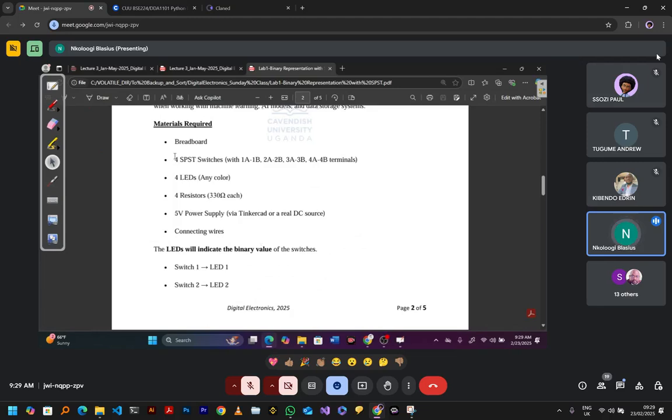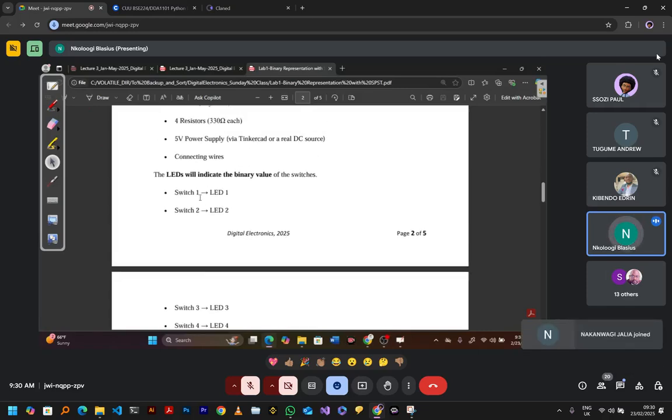So materials needed: we are going to use a breadboard, some switches. These are called single pole, single throw switches. They have four terminals, top and bottom. As you see, we shall need 4 LEDs, 4 different colors of your switches, and also resistors, some power supply, and connecting wires.